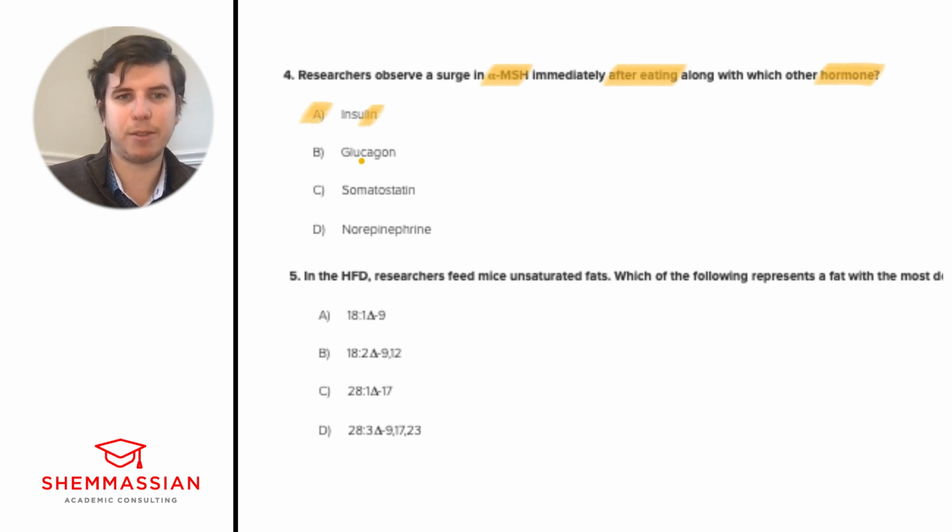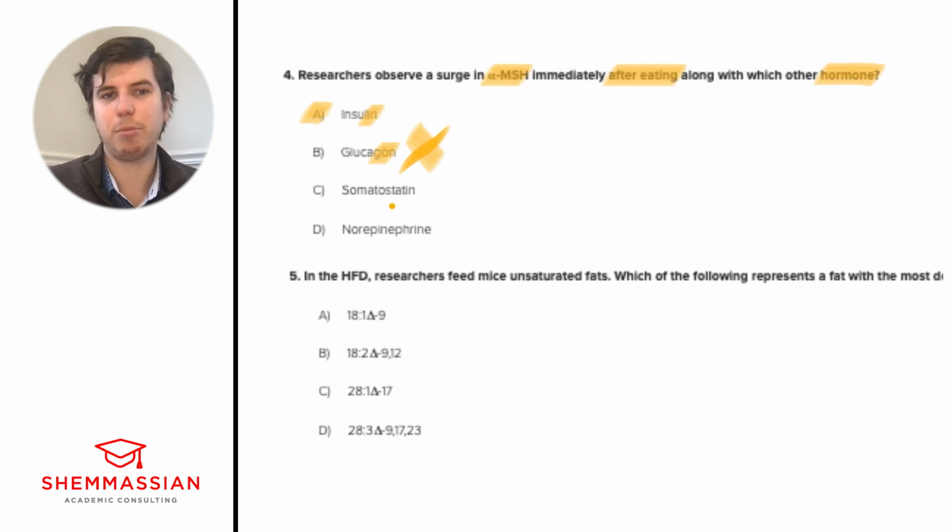B, glucagon. Gon, that's going to be a breakdown hormone. It's going to get rid of stuff. So nope, not good. Somatostatin doesn't really do a whole lot in our body except for inhibit both insulin and glucagon. It's our other hormone released by the pancreas. But no, not a good answer.